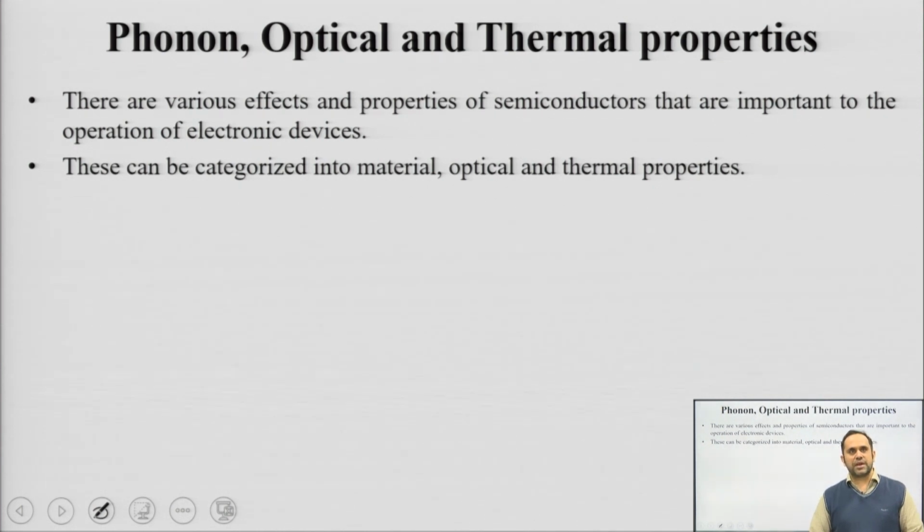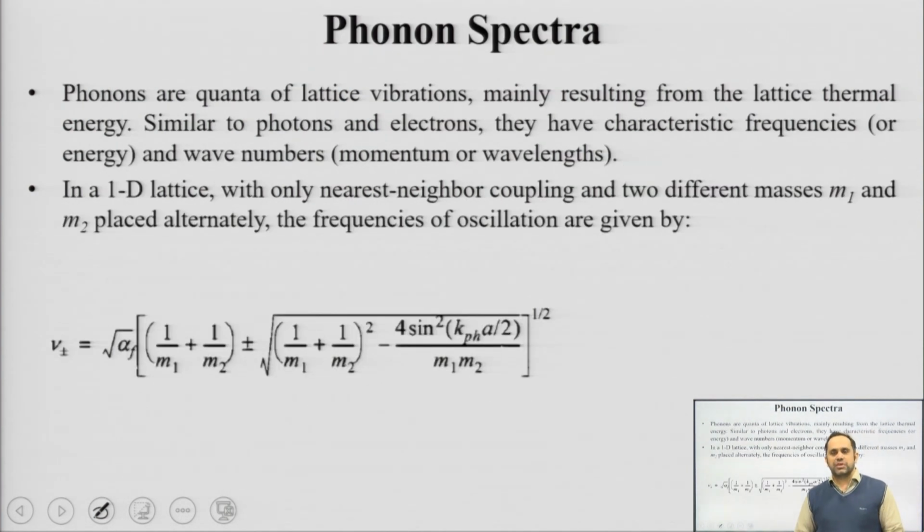Major properties can be categorized into material properties, optical and thermal properties. Okay. And different semiconductors will have different level and different degree of these properties, and once they are used in a device, the eventual performance is going to be directly or indirectly dependent on these properties. So, the aim of this lecture is to identify these properties and study them in greater detail. Okay. We start with the material properties first, which are usually described in terms of what is known as phonon behavior or phonon spectrum. Okay.